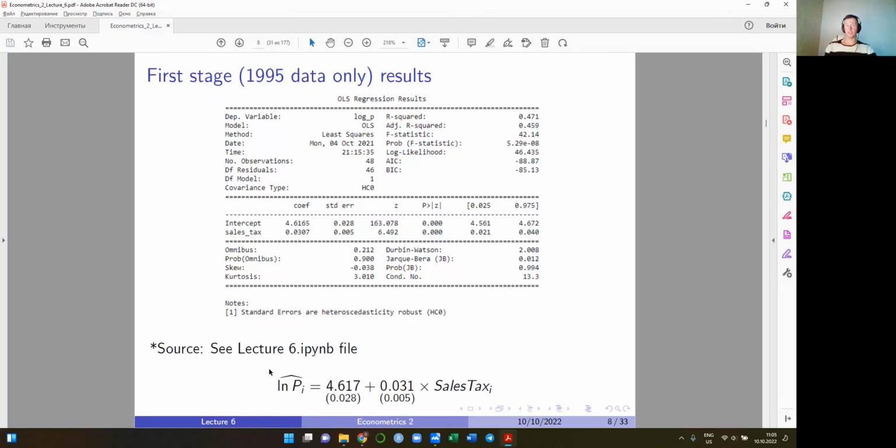So in the first stage, we regress log price on the sales tax. So basically, the interpretation is when the sales tax increases by 1 unit, price increases by 3.1% on average, right? We have a log-level specification here. This is significant. Therefore, we hope that sales tax is correlated with the price.